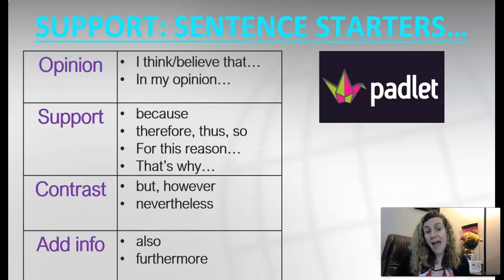How to contrast. So sometimes there will be situations where you agree, yes, that's true, however, and you're going to then bring forward the counter argument. And then ways to add additional information. For example, also, as well, furthermore. So again, they have easy access to these phrases that you want them to use again and again to get their opinions across.